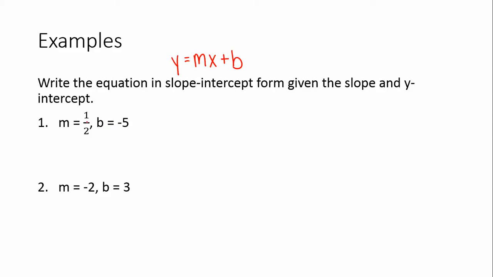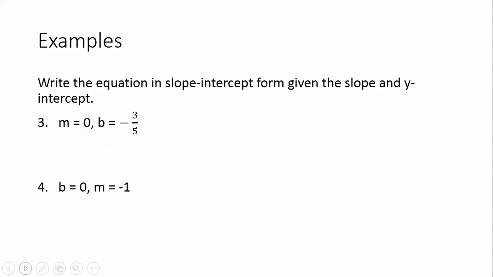So remember that the 1/2 goes in front of the x, and the -5 will go in the back. So we'll have y equals 1/2 x minus 5. Remember, we bring that sign with us. So this is slope-intercept form given the slope 1/2 and a y-intercept of -5. Number 2, we have the slope is -2 and the y-intercept is +3. So we write y equals -2x, putting the slope in front of the x, notice up here where m is, plus 3 for our y-intercept. So we have y equals -2x plus 3.